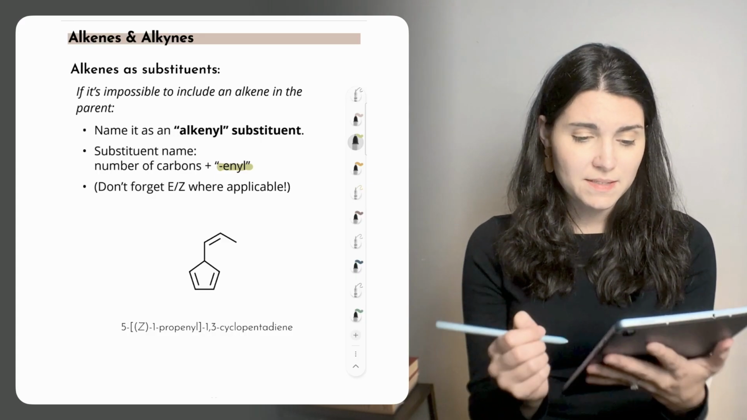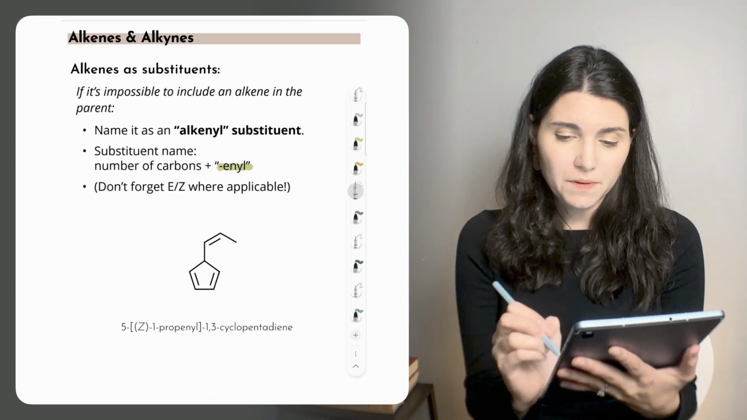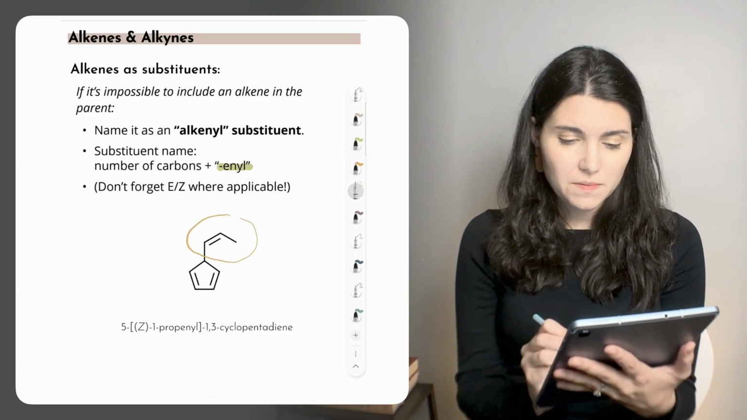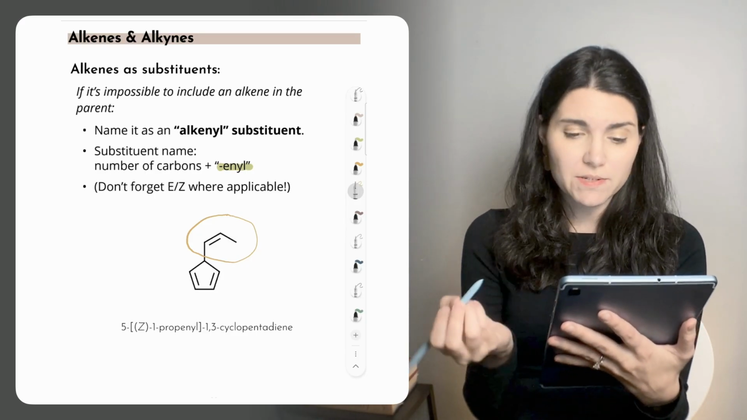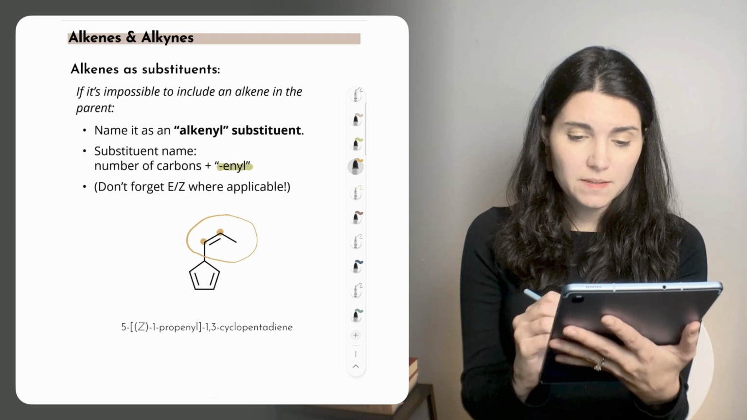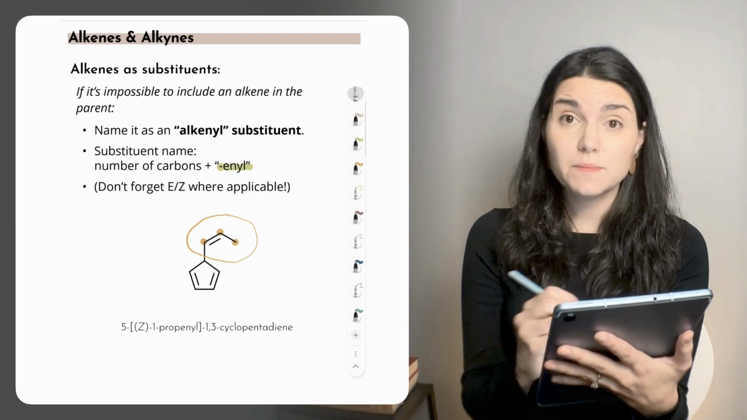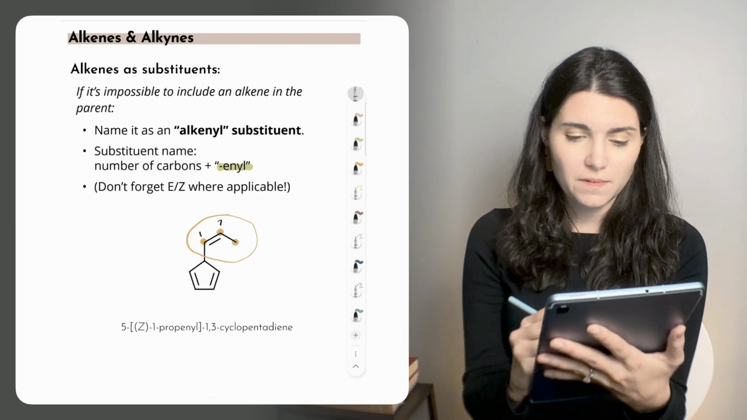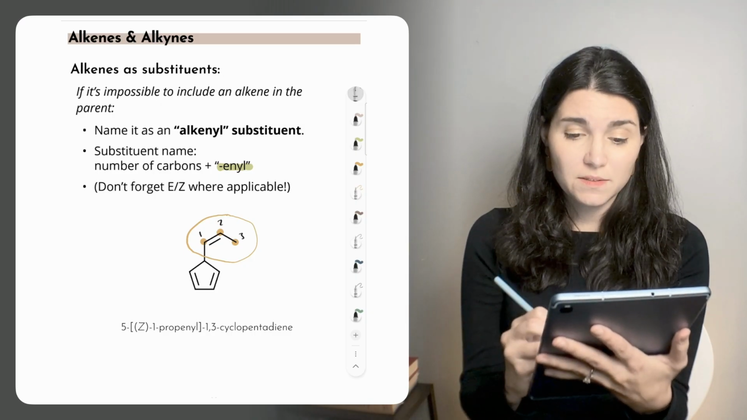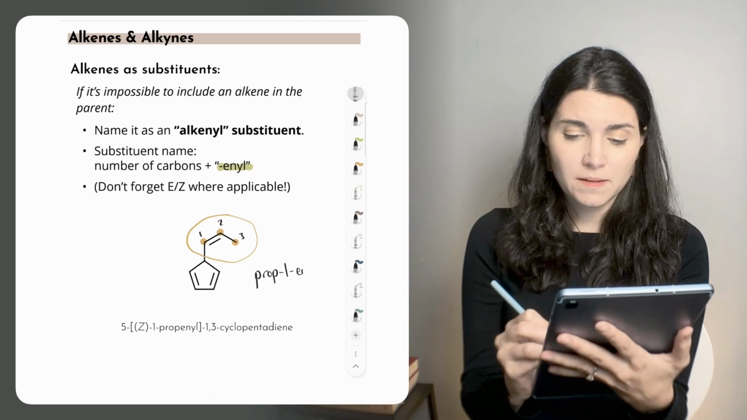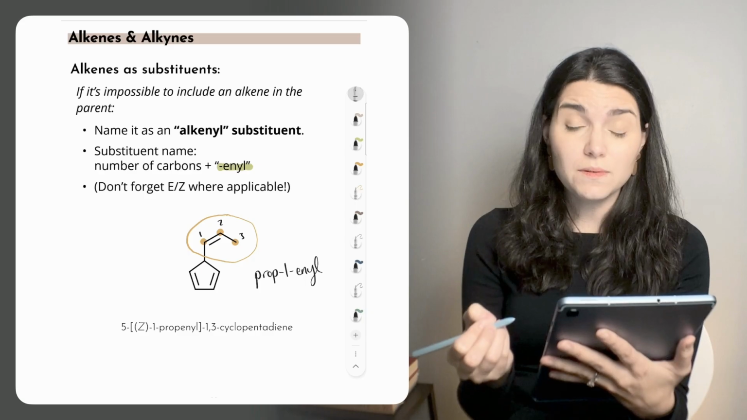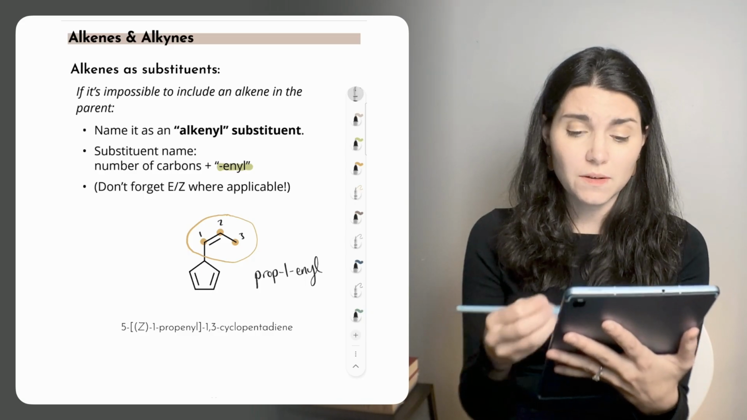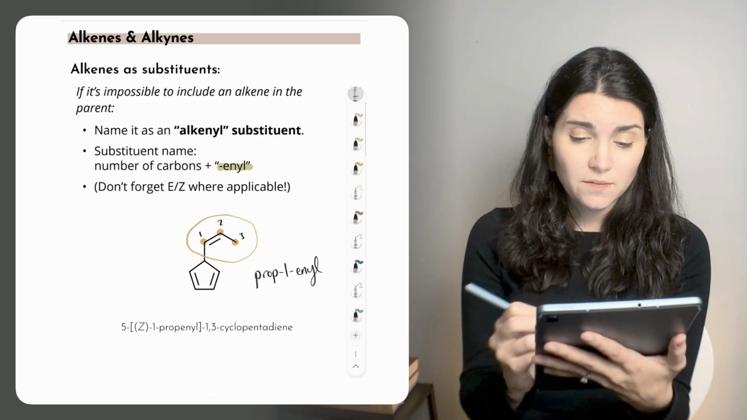So I'll show you an example here. In this example below, we're just going to look at the substituent. So that's this little chain that's on the bigger parent ring. And it has 3 carbons. And it's got a double bond between the first and second carbon of that 3 carbon substituent. So this is going to be called a prop-1-enyl substituent. And we also have to include that E and Z notation if there's possible stereochemistry for that double bond.